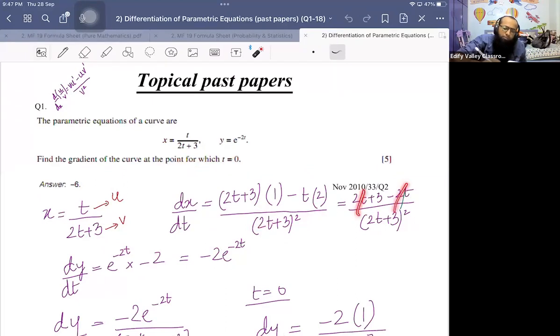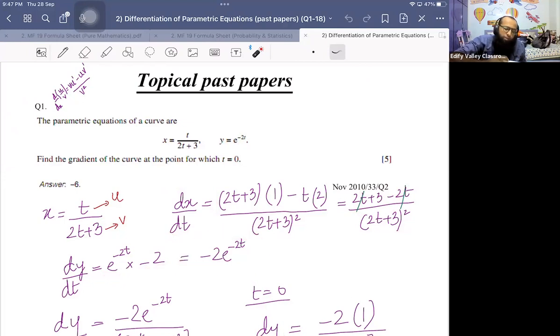2t and 2t got cancelled. We have got 3 over 2t plus 3 whole square. This is dx by dt. Then we know that if we differentiate the exponential function, it gets copied as it is, and the differentiation of the power is multiplied. So if it is e power negative 2t, then the differentiation is going to be e power negative 2t multiplied by minus 2. The differentiation is minus 2 e power minus 2t.